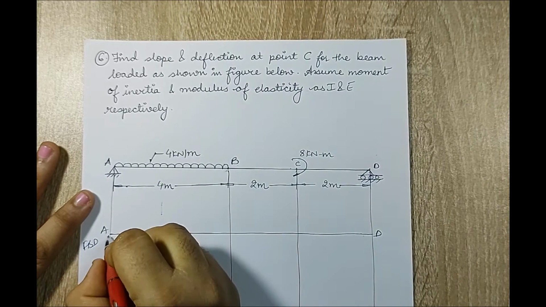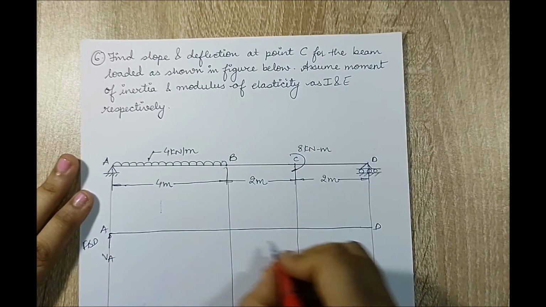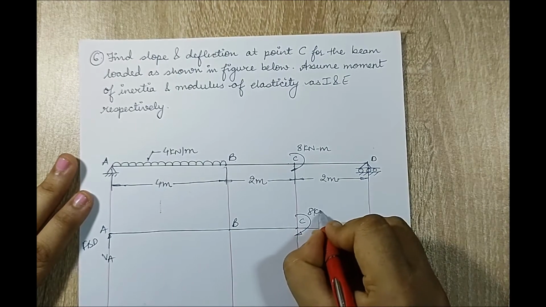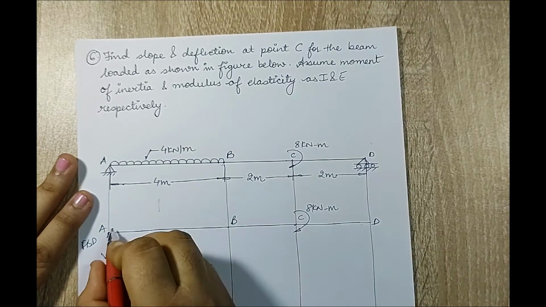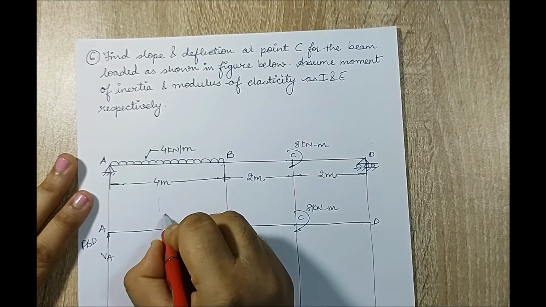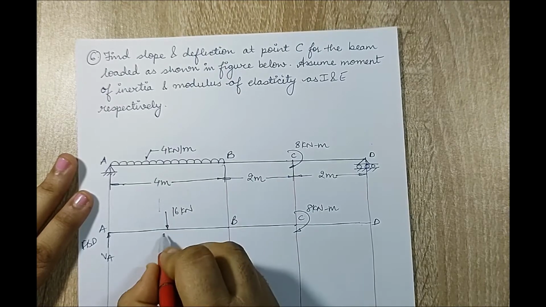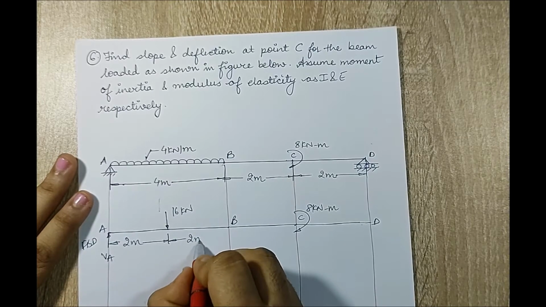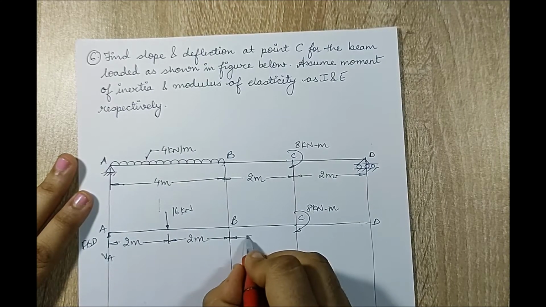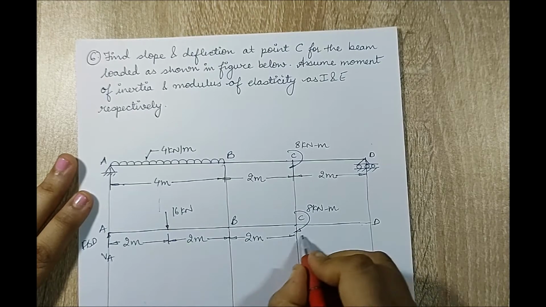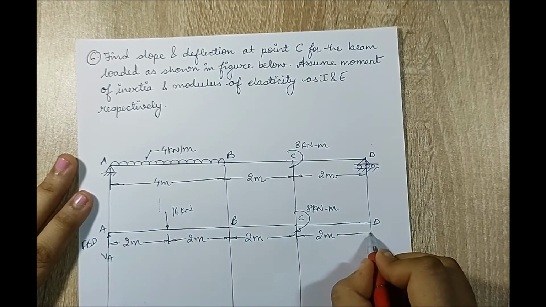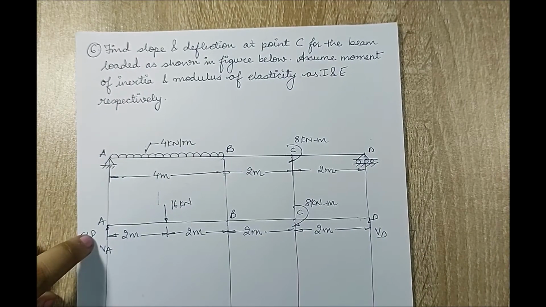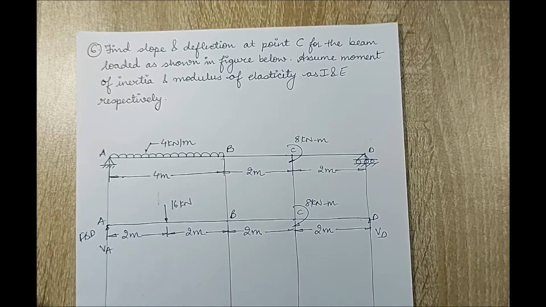At point A there is a hinge, so there will be a reaction VA. This is my point B. At C, there is a moment here, clockwise 8 kilonewton meter. A to B has a UDL, so 4 into 4 becomes 16. This distance will be 2 meters, and 2 meters from both the ends. At point D there will be a reaction VD because there is a roller. This diagram will be useful for calculating the value of VA and VD only.